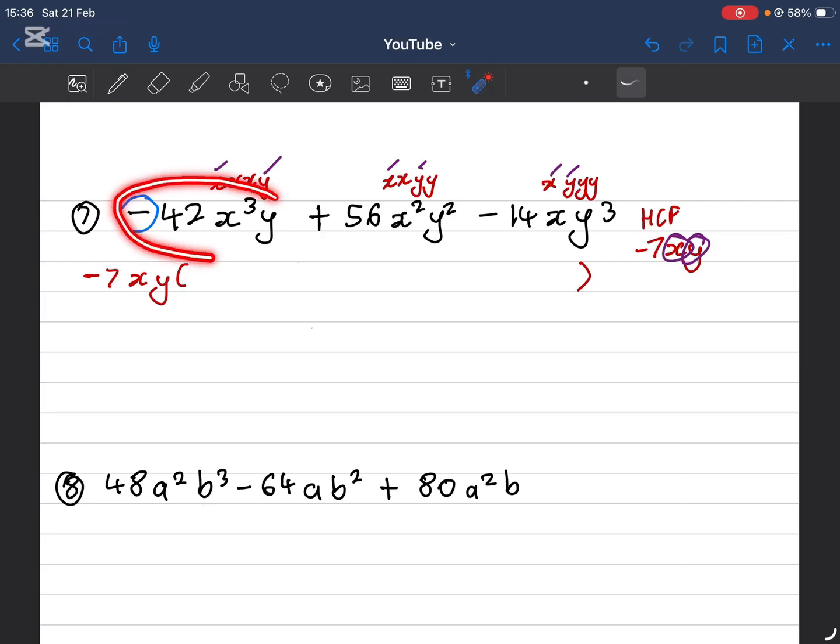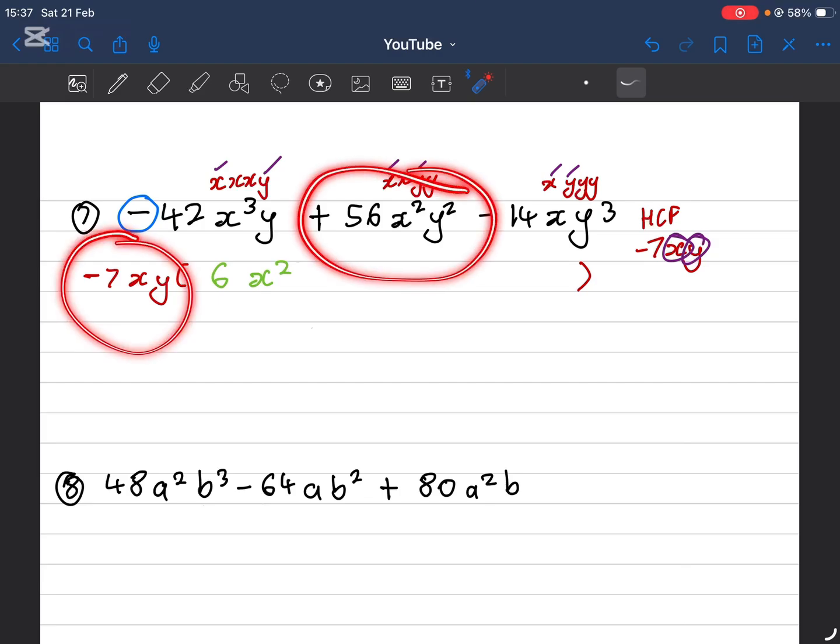So negative 42x cubed y divided by this. So a negative divided by a negative is a positive. 42 divided by 7 is 6. X cubed divided by x is x squared. And y divided by y cancels off. So you've got 6x squared.